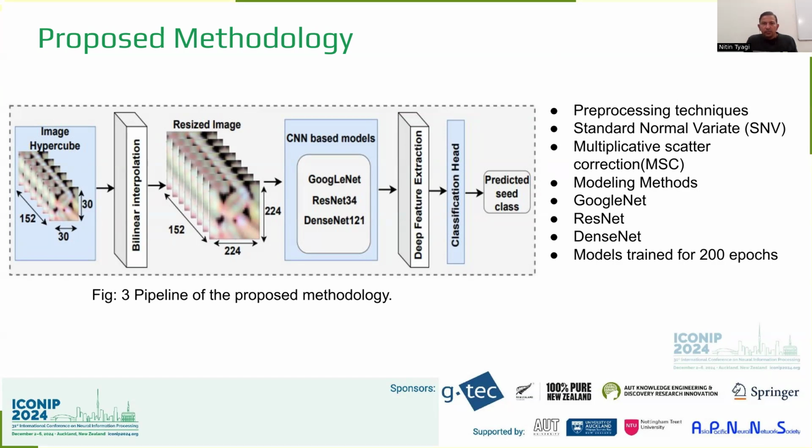In this study, we find out the results of two kinds of data: raw data and pre-processed data. Raw data means we have not applied any pre-processing technique to the raw images. In the other case, we used two pre-processing techniques, standard normal variate and multiplicative scatter correction. Standard normal variate is basically used to normalize the spectral information, and multiplicative scatter correction is used to remove any kind of scattering effects caused by the light. This scattering effect was caused by the different seed sizes and different internal chemical compositions of the seeds. The models were trained for 200 epochs.